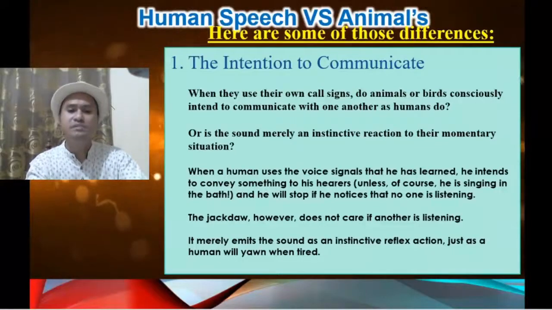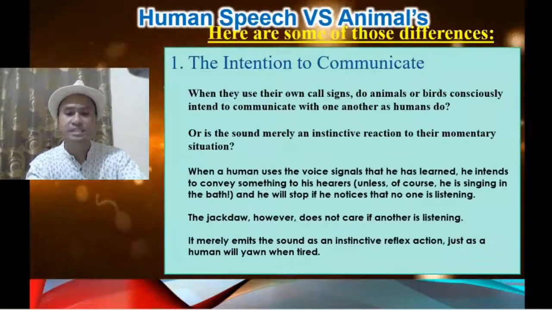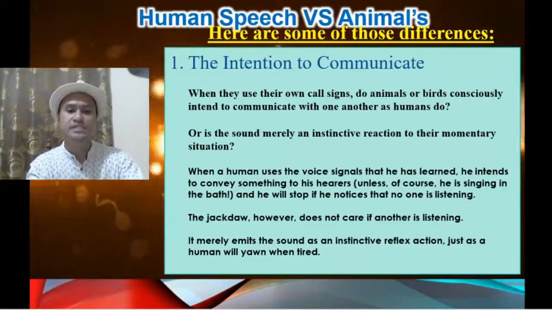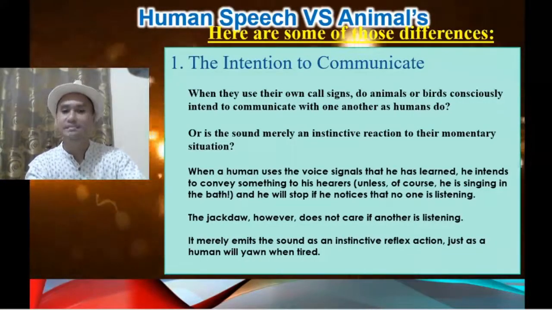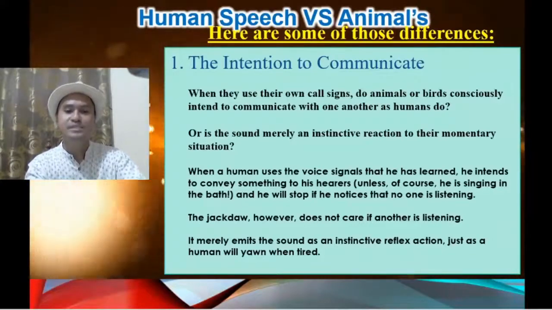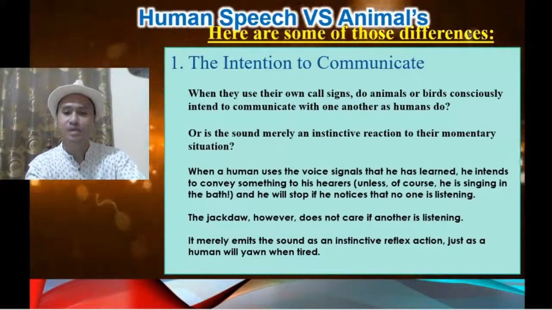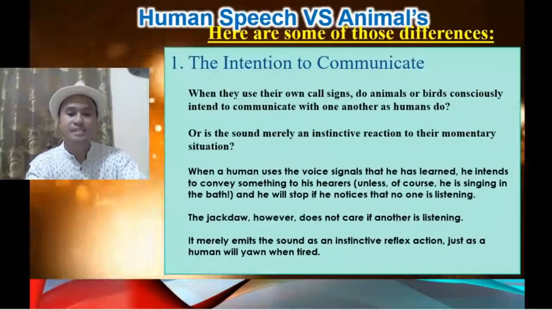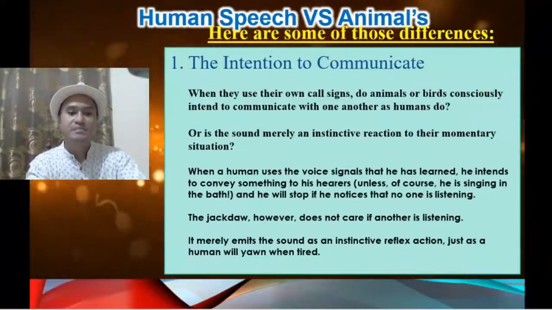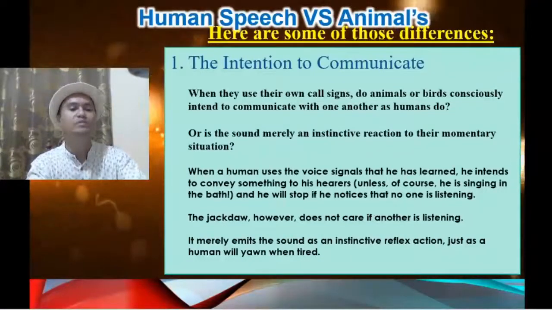When a human uses the voice signals that he has learned, he intends to convey something to his hearers, unless of course he is singing in the bath. And he will stop if he notices that one is listening. The jackdaw, however, does not care if another is listening. It merely emits the sound as an instinctive reflex action, just as a human will yawn when tired.